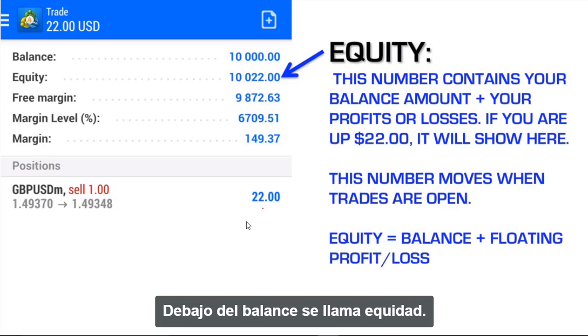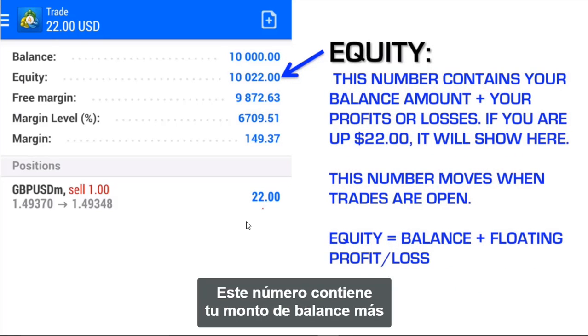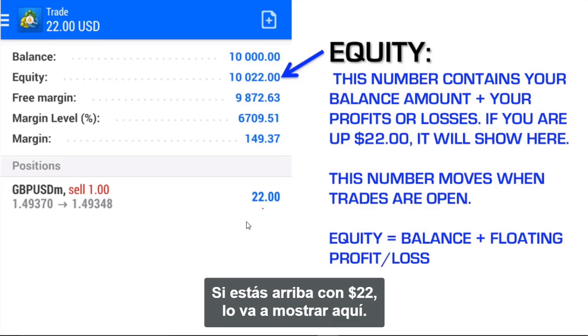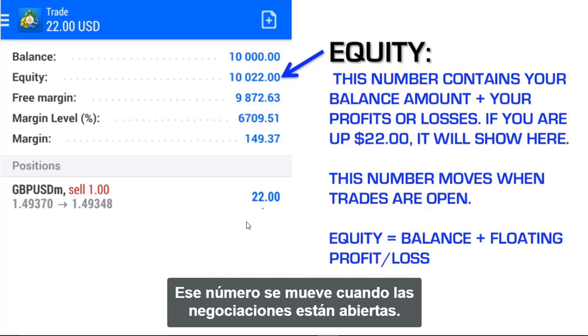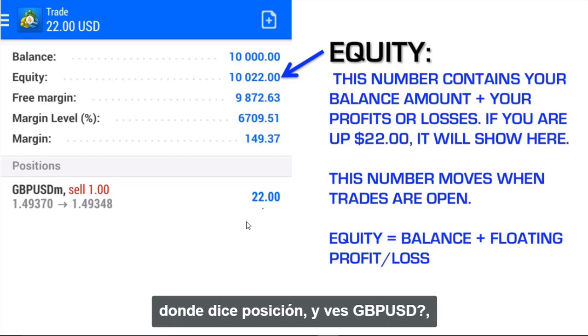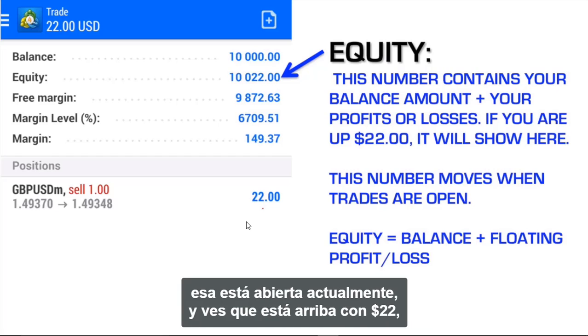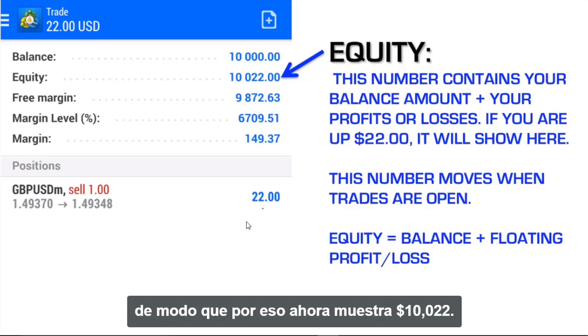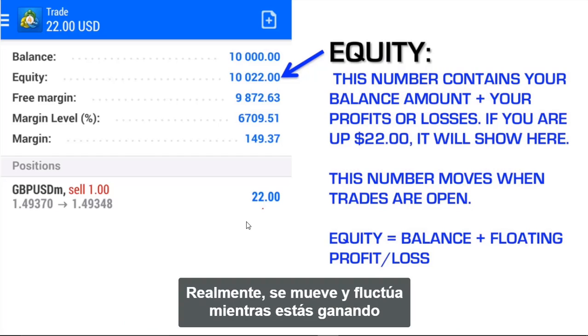Below the balance is called equity. This number contains your balance amount plus your profits or losses. If you are up $22, it's going to show it here. This number moves when trades are open. So if you actually have a trade, you see at the bottom where it says positions and you see GBP USD, that one is open currently. And you see they're up $22. So that's why it now shows $10,022. It actually moves and fluctuates while you're winning or losing.